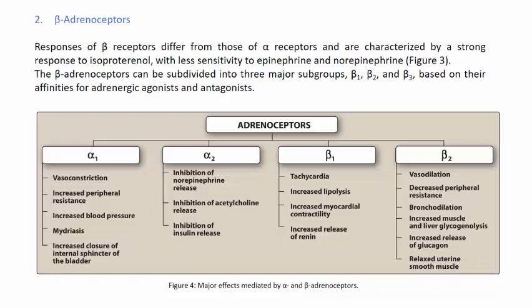So you need to read and understand the information which are related in this figure, because they will help you to understand the effects of each receptor and how the drugs will affect on these receptors.